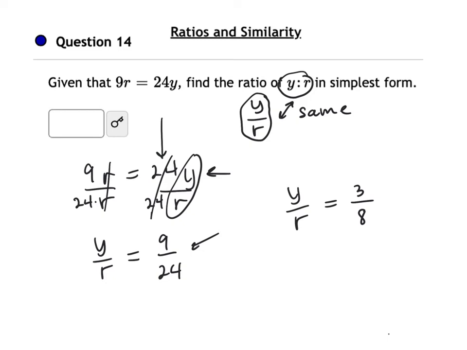I added to the instructions on your assignment to write it as a reduced fraction instead of with a colon, although they are the same thing. So here you're going to enter 3 over 8, which is the same thing as 3 to 8, but WAMAP will want this.